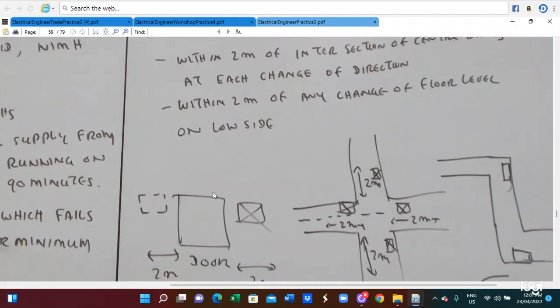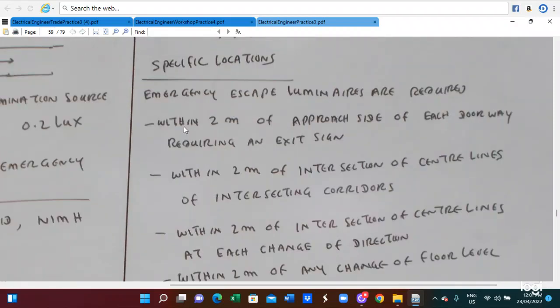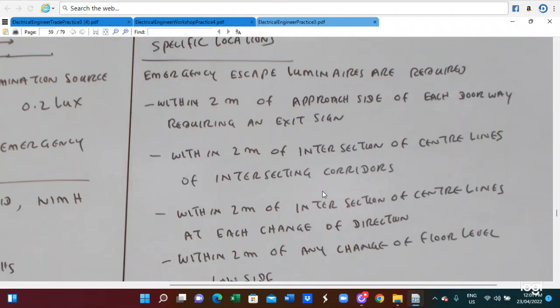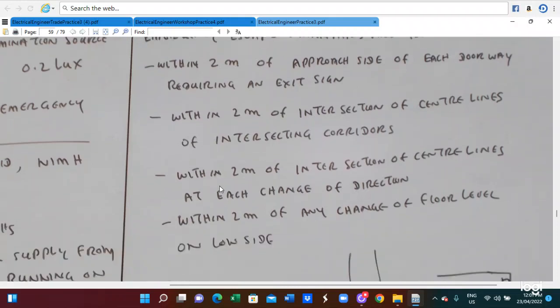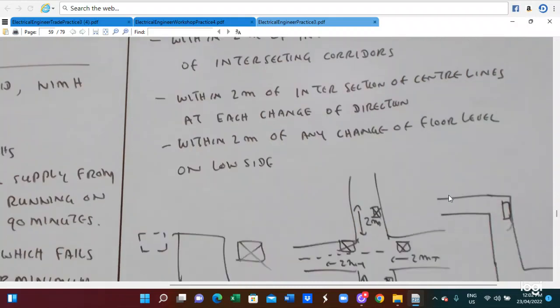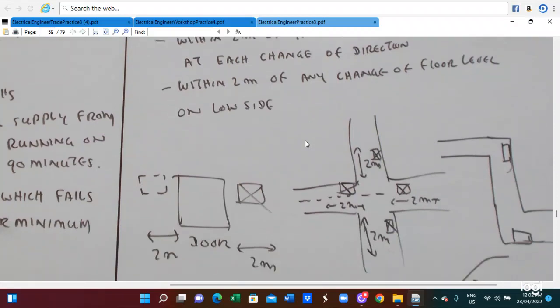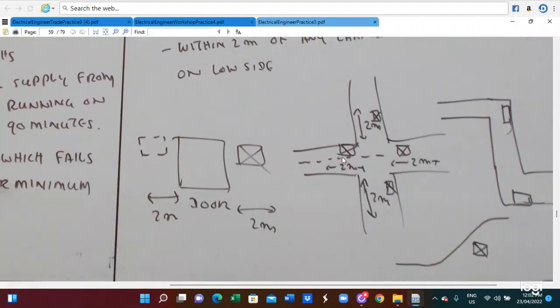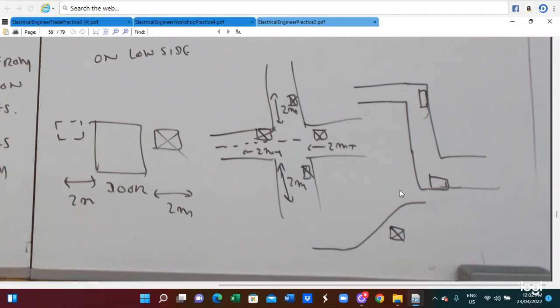In this case we also provide specific locations. Emergency escape luminaires are required within 2 meters of the approach side of the exit doorway, and within 2 meters of the intersection center lines of intersecting corridors, within 2 meters of the intersection center line at each change of direction, and within 2 meters of any change of floor level on the low side. So at any change of direction, any intersection, we must provide the luminaire, and also on the low side and high side. From the doorway, within 2 meters, we must provide the emergency luminaire.